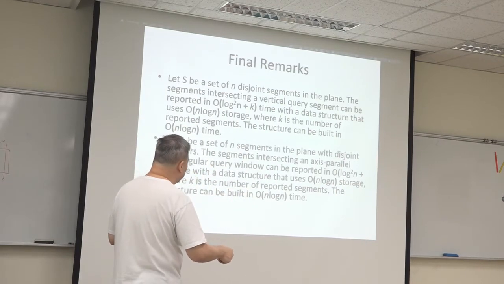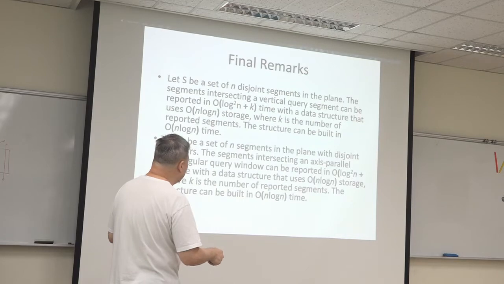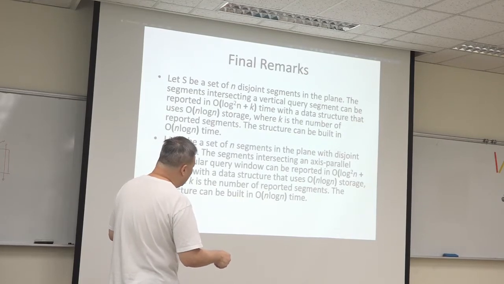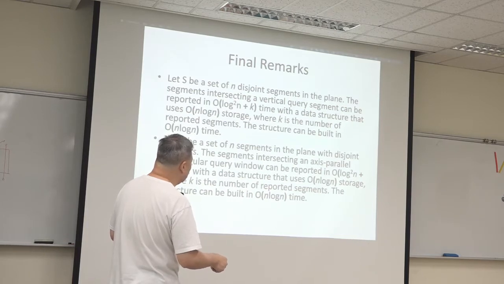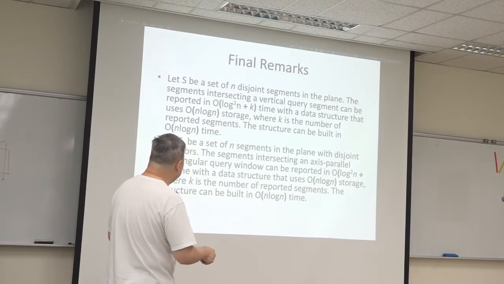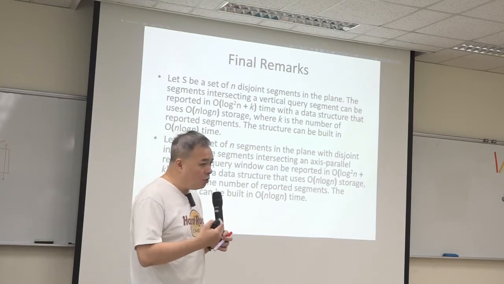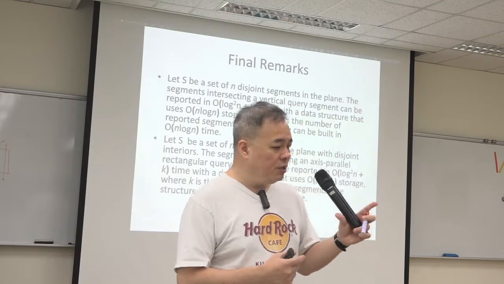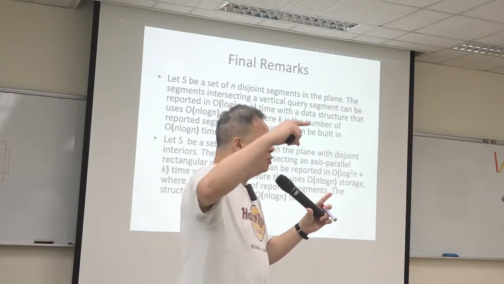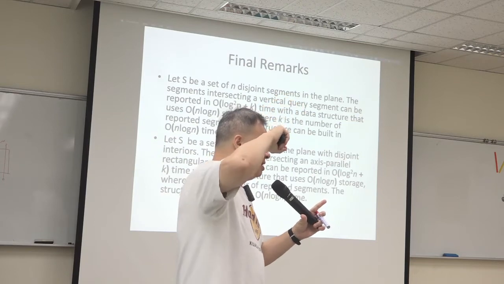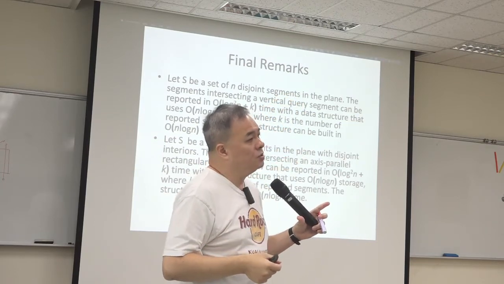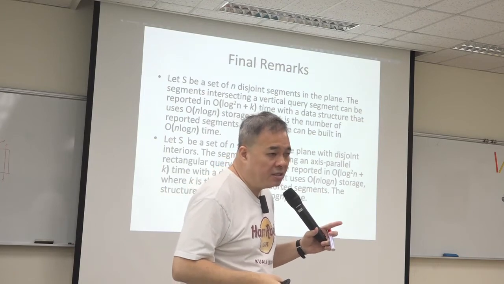Okay, the segments intersecting an axis-parallel rectangular query window can be reported in O(log² n + k) time with a data structure that uses O(n log n) storage, where k is the number of reported segments, and the structure can be built in O(n log n) time. So what do we need to do? First, we need to find the segments with at least one endpoint in the window by using the range tree.